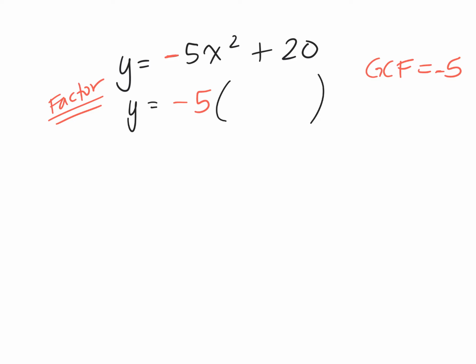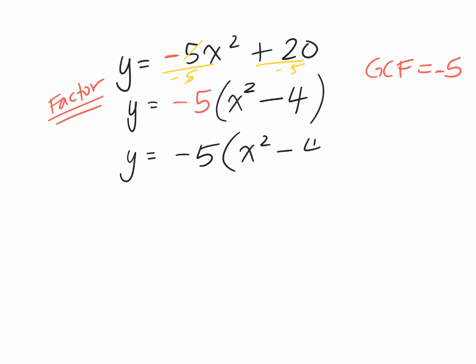What am I left with in brackets? If I'm dividing everything by negative 5, what am I left with? What's negative 5x squared divided by negative 5? X squared, right? What's positive 20 divided by negative 5? Negative 4. Is that fully factored? Y equals negative 5, bracket x squared minus 4.